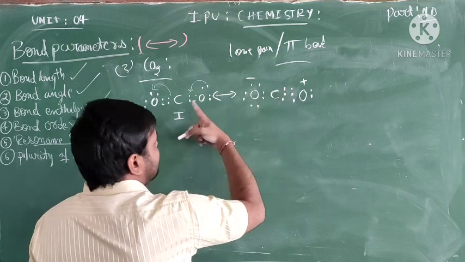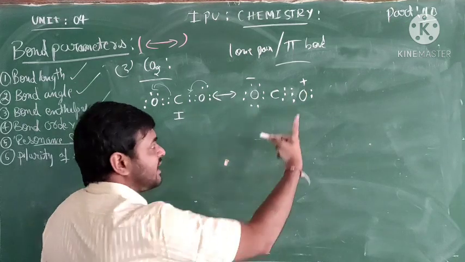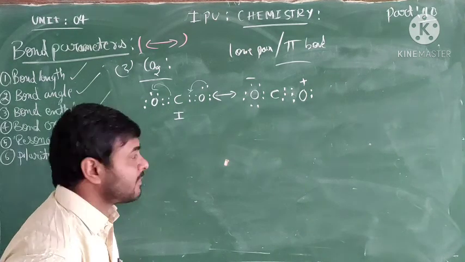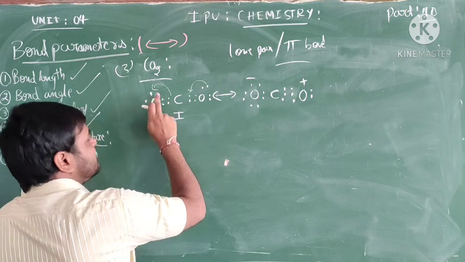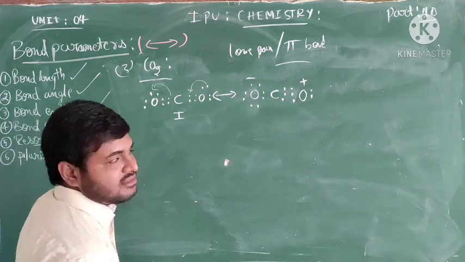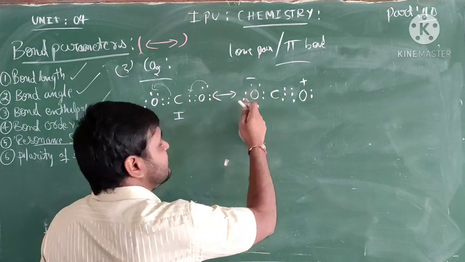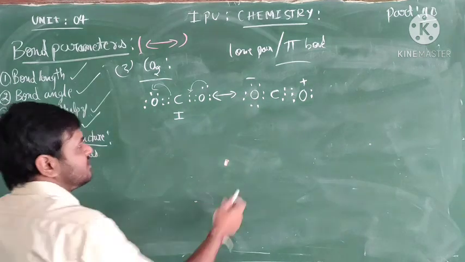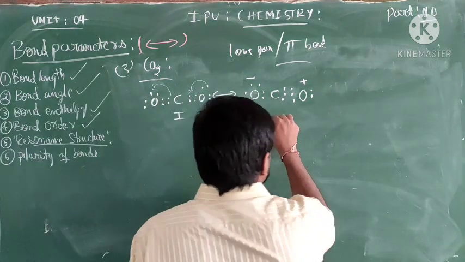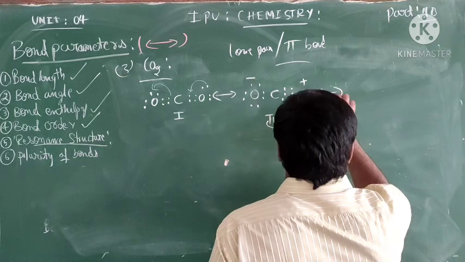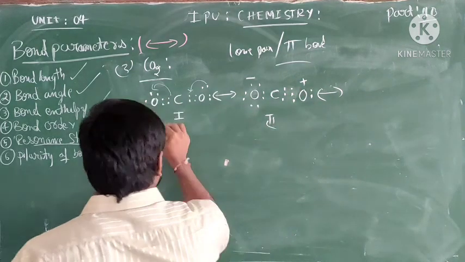So this makes 1, 2, 3, 4. This is 5, 6. This has lost electrons, so it carries a positive charge. Okay. And the carbon atom's electrons are going to the oxygen atom. So 1, 2, 3, 4, 5, 6, 7, 8. This has an excess of electrons, so this carries a negative charge. Clear? This is the second type of canonical form. This is one more. This is reversible.